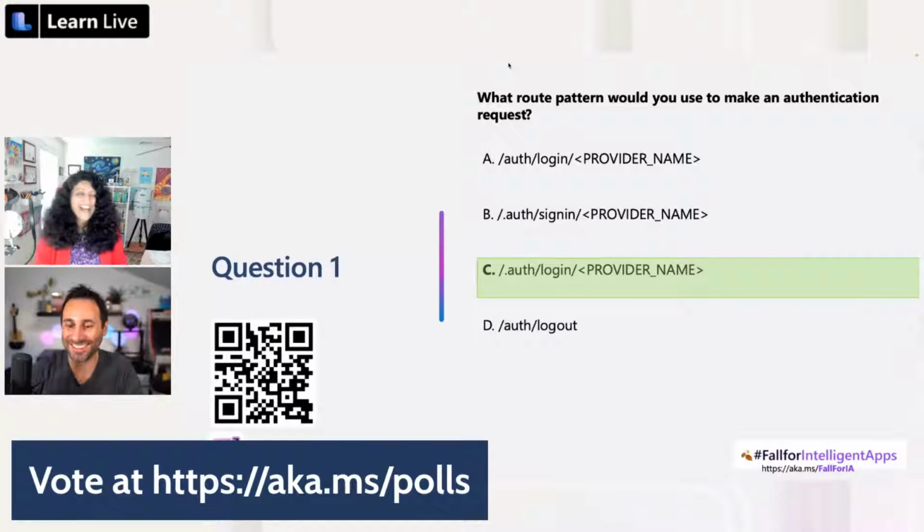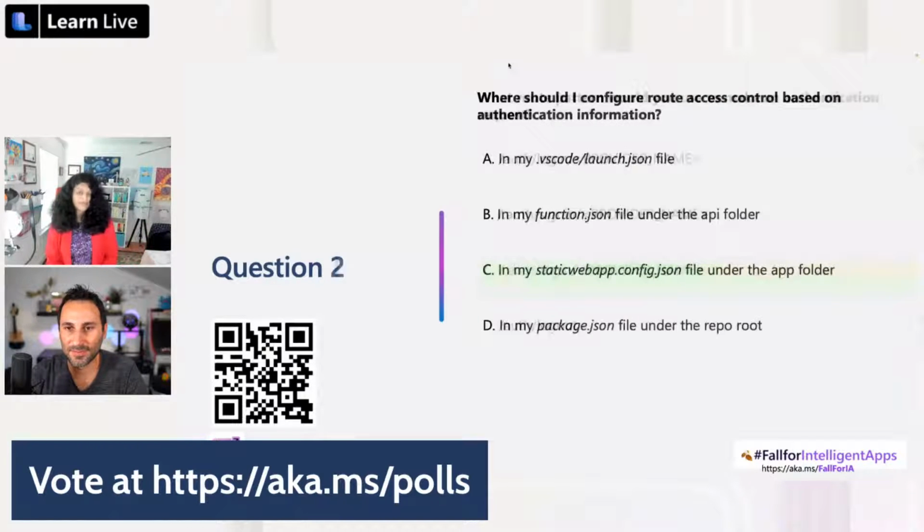I think so. I really like this because what it's basically saying is that it's as easy as saying whatever provider you're putting in there, that will be the one. Put it in the URL, and you've got your auth flow going, right? All right. The next one is a little more tricky. We actually did an exercise right now, and we've talked about it many times. So where should I configure route access control based on this authentication information? There are a ton of config files in this project. Which one should it be?